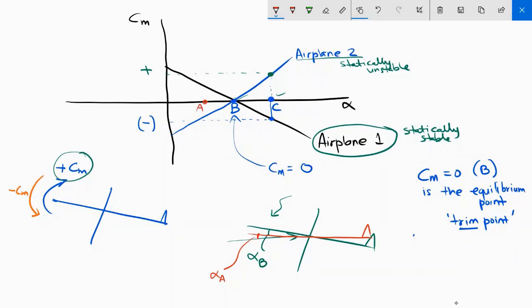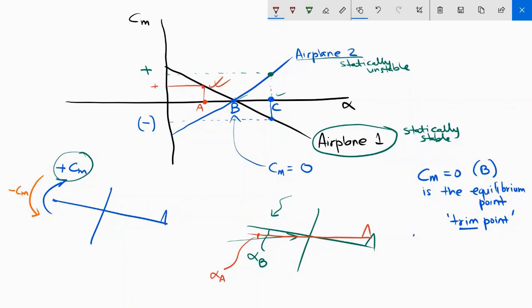Okay, so airplane 1. We have to refer to this black plot. When the angle of attack is alpha A, for airplane 1, a positive moment will be generated, because this is positive. What will a positive moment do? It will pitch the aircraft higher, right? It will try to increase the angle of attack. So from alpha A, because of the positive moment, the aircraft will try to rotate back to its equilibrium position, to a higher angle of attack. Which means it is stable.